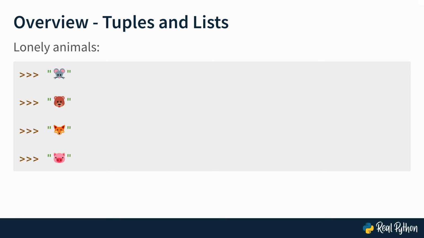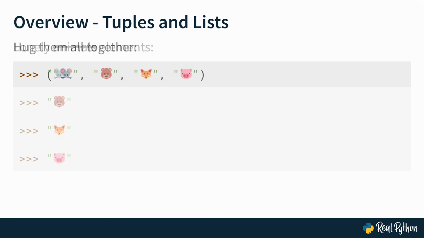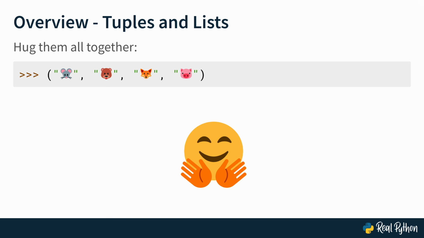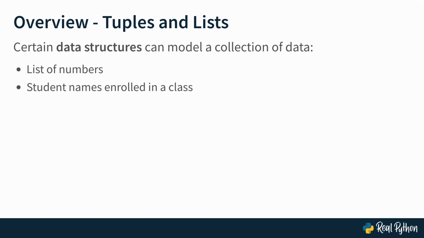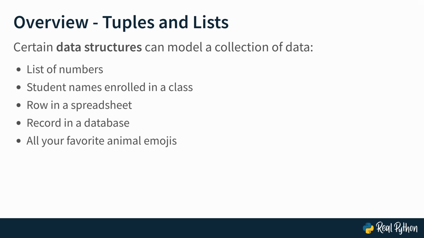Or from another perspective, what if you have a bunch of lonely elements? Don't you just want to hug them all together? Well, there are certain data structures in Python that can model such a collection of data. For example, a list of numbers. You can have student names that are enrolled in a class, or a row in a spreadsheet, or similarly, a record in a database. Or, of course, all your favorite animal emojis.